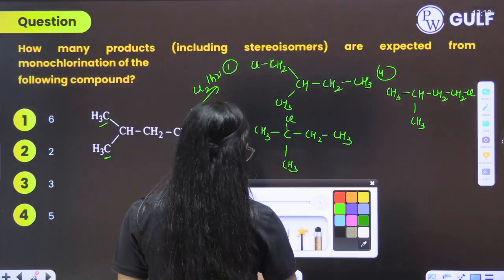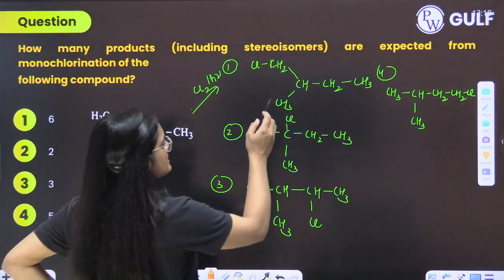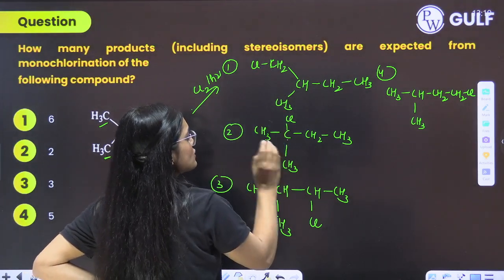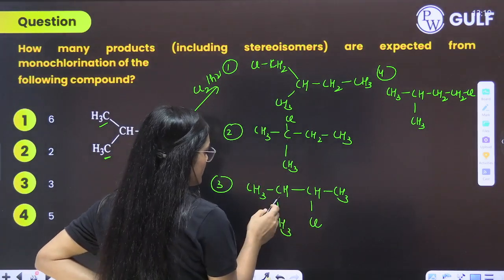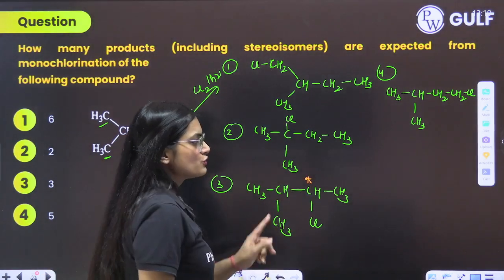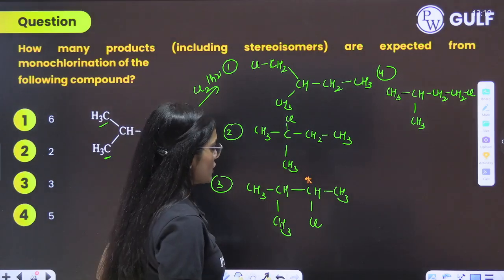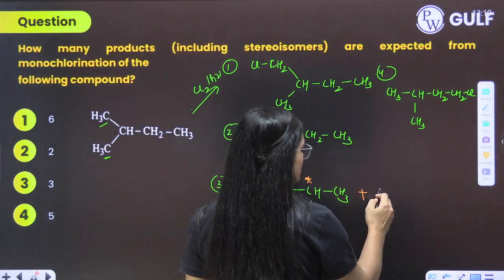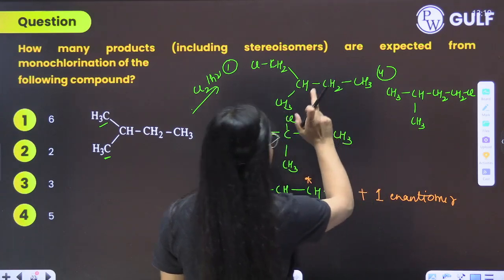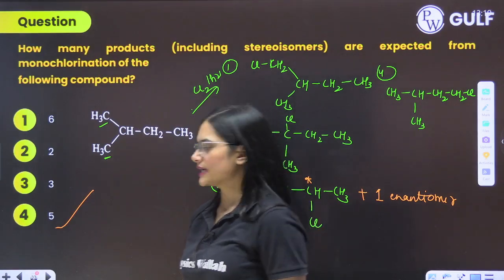Now, out of all of them, if I talk about this carbon, this is not optically active because this is not a chiral carbon. This is not a chiral carbon because the groups are not different. This is a chiral carbon because with this carbon, all the groups attached are different. So we'll be making one enantiomer of it by putting a mirror. So yes, one more enantiomer, but this is not chiral. So in total, you'll be getting a total of 5. So option number 4 here is the right answer.